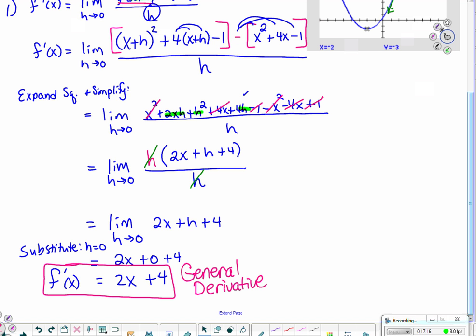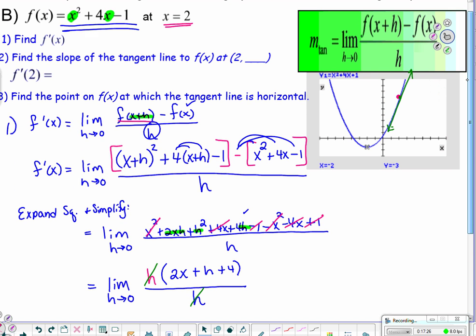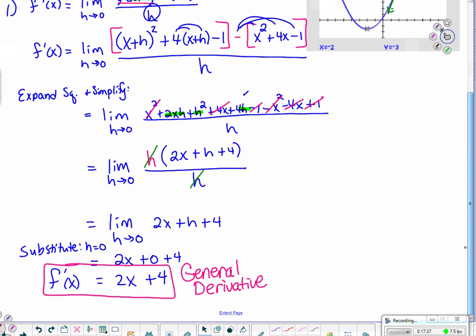For any x, right? So if you tell me an x, I can tell you the slope at that particular point. So part 2 of this question said, find the slope of the tangent line to f of x at 2. We'll figure that out. So let's answer this question next, f prime of 2. So step 2, f prime of 2 equals what?